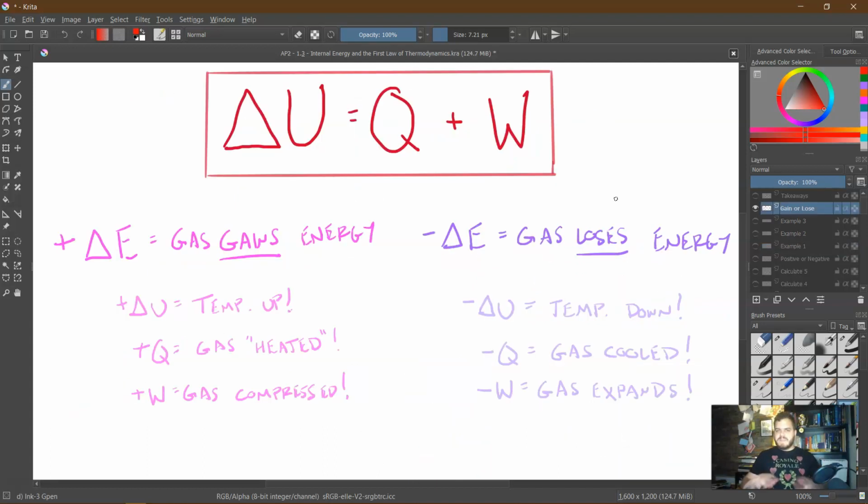I can't emphasize this enough. The math is not going to be hard here. What is hard is remembering, should it be a positive sign or a negative sign when you're dealing with all the values in the first law of thermodynamics. And this is what you need to remember. If the gas is gaining energy, it should be a positive sign. If the gas in the piston is losing energy, that's a negative sign.